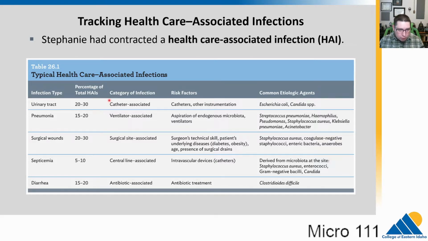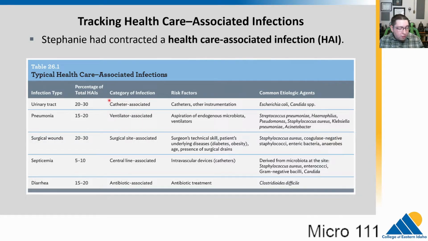Pneumonia, associated with ventilators, 15 to 20% of infections. Inhaling endogenous microbiota, things that are coming through a ventilator that is not properly sterilized or sterilizing whatever's coming in.